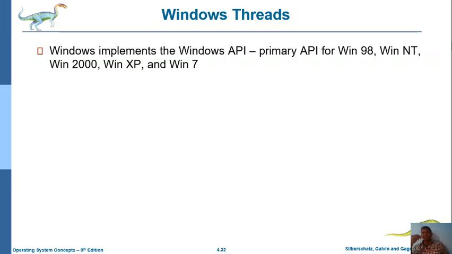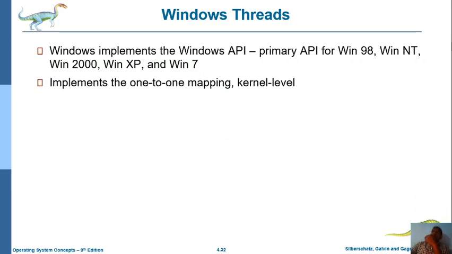98, NT, 2000 and XP and 7, 8, 10. These are all versions. Now, to implement threads in the Windows platform, we already discussed the different thread models: many to one, many to many, and one to one. Out of these, in the Windows platform we are using the one-to-one mapping. This one-to-one mapping thread can be used in both user mode and kernel mode.